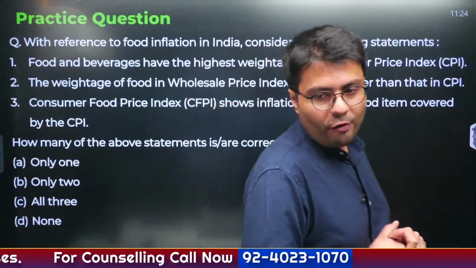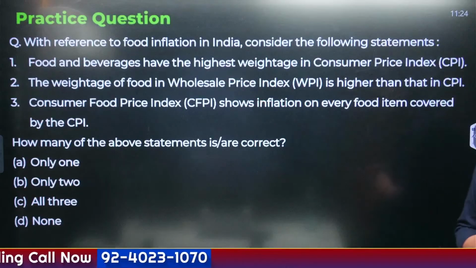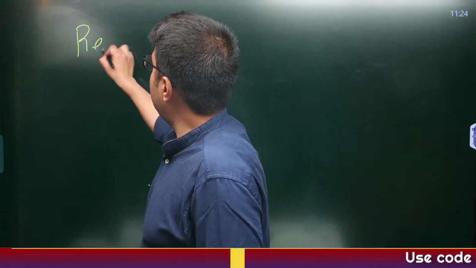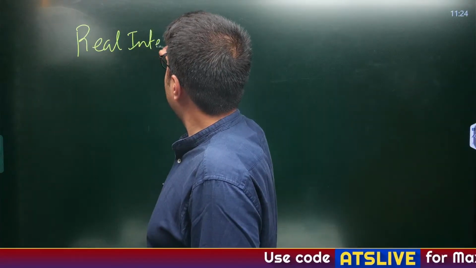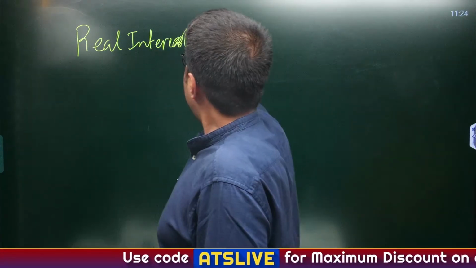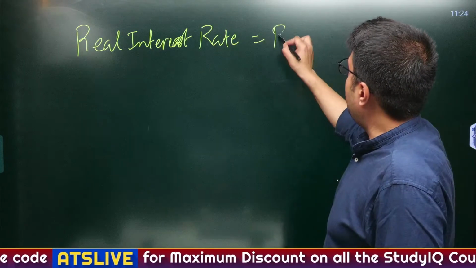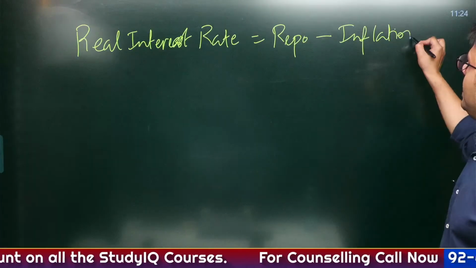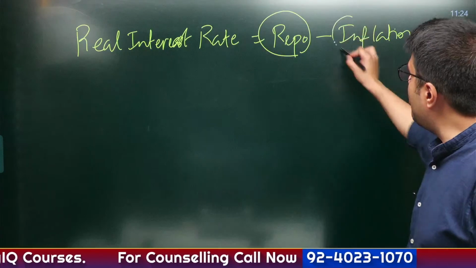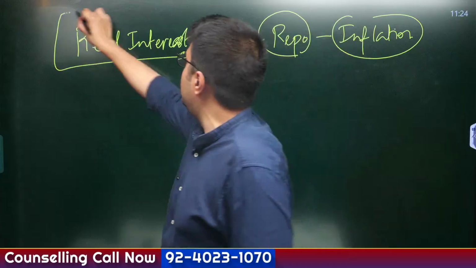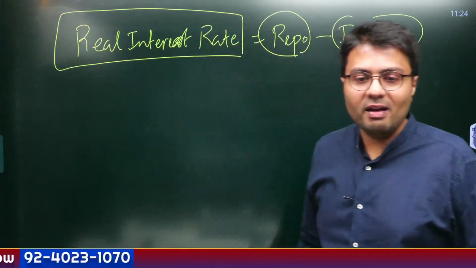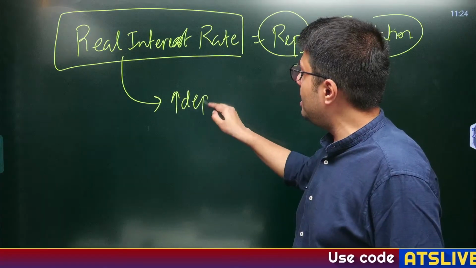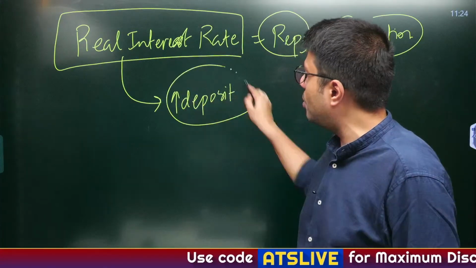Now let's see how many of you are able to solve this question. Real interest rate, right? Now the definition of real interest rate is repo rate minus inflation, right? So the higher the repo rate or the lower the inflation, the higher the real interest rate. And when you get a higher real interest rate, it means you can deposit more money in the bank because you will not lose out on the money.